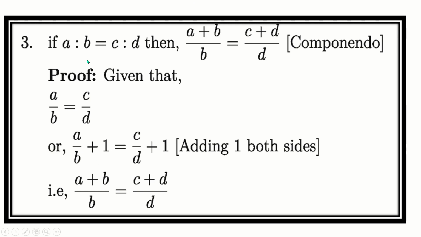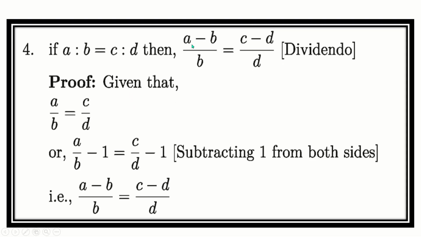Okay. And number 3: A is to B equal to C is to D. Then we can write (A plus B) by B equal to (C plus D) by D. This is componendo. That means we have to add the denominator to the numerator only. Clear? This is the given condition. Adding 1 on both sides, we will get (A plus B) by B equal to (C plus D) by D. This is componendo. Clear?